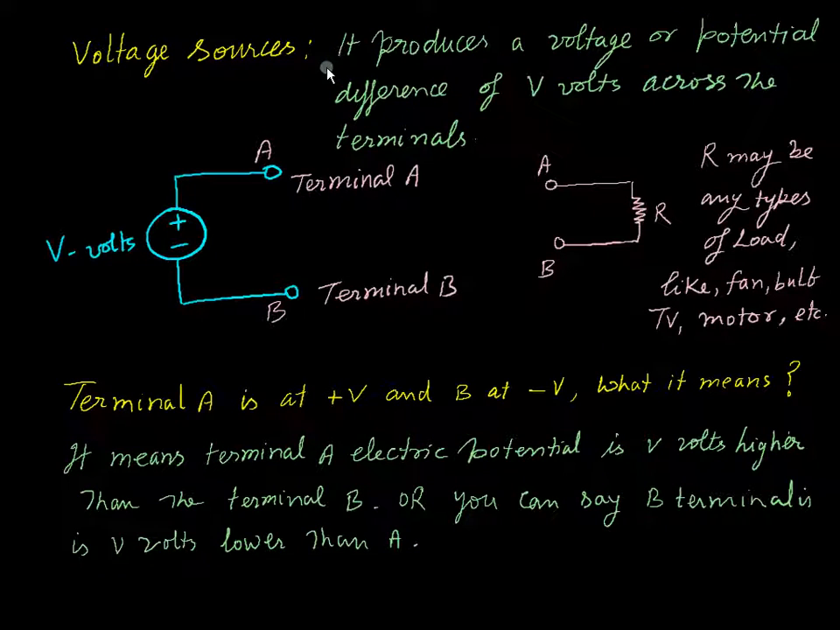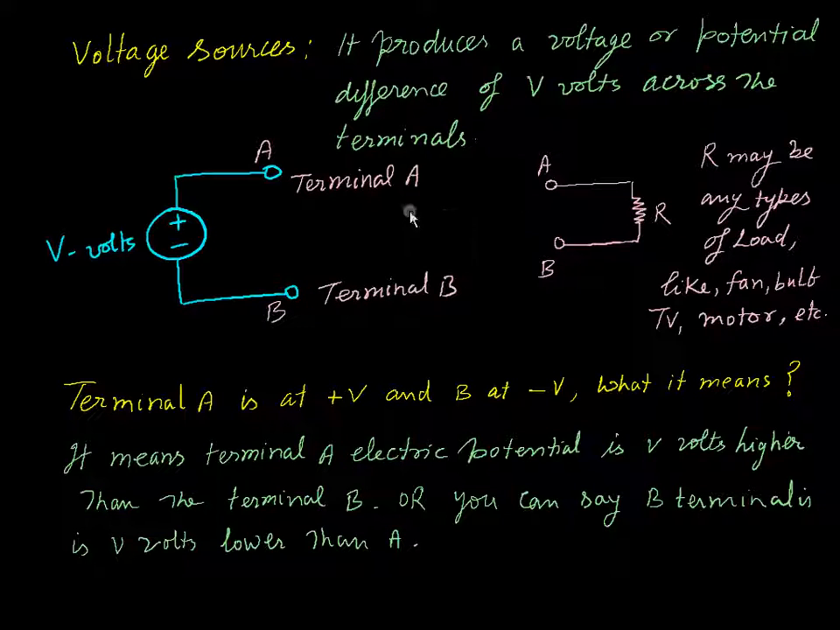Voltage source: it produces a voltage or potential difference of V volts across its terminals. That is basically known as a voltage source. What is the representation of a voltage source? You can see here, this is the symbol of a voltage source, plus to terminal A, minus to terminal B.